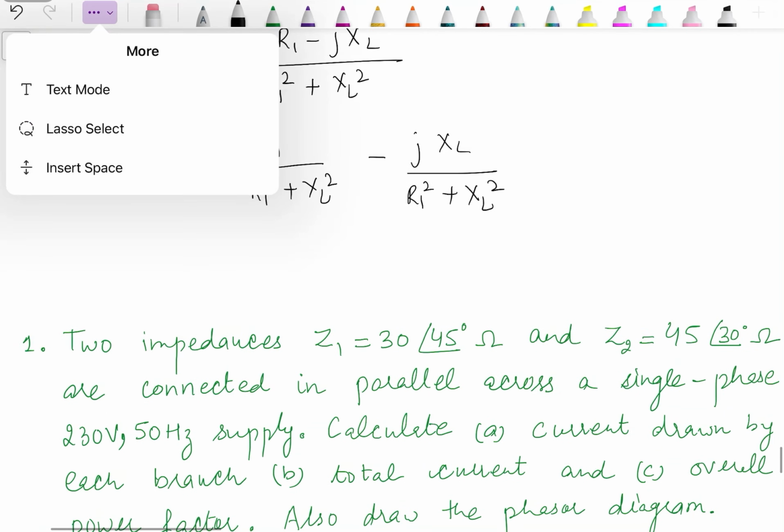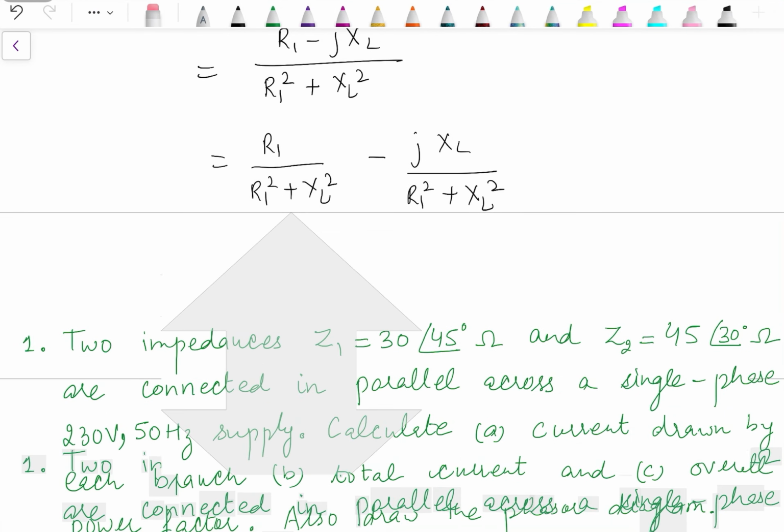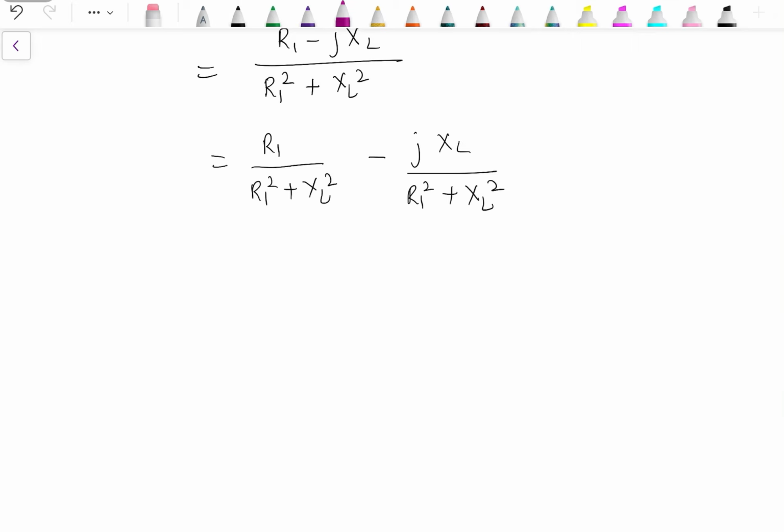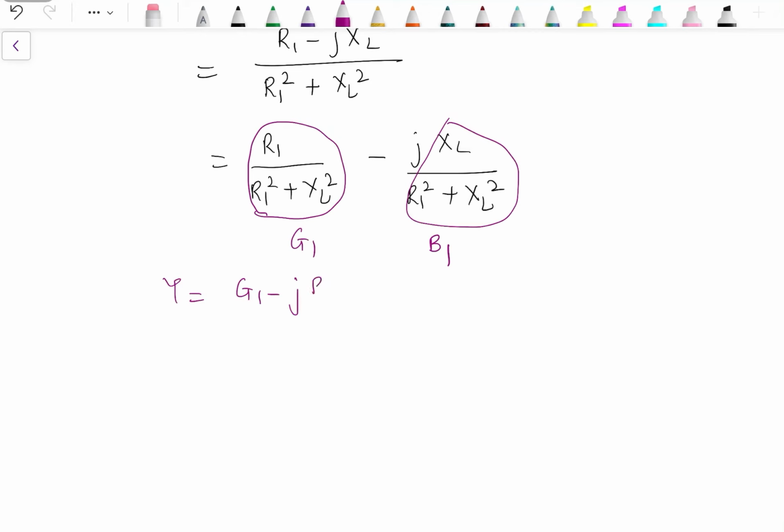So this real part actually represents a conductance. This one represents the conductance of the first branch and the imaginary part represents the susceptance of the first branch. So Y1 is G1 minus jB1. Now we can see how the conductance as well as susceptance are different from the previous case where we had the parallel combination of pure resistance, pure inductance and pure capacitance.